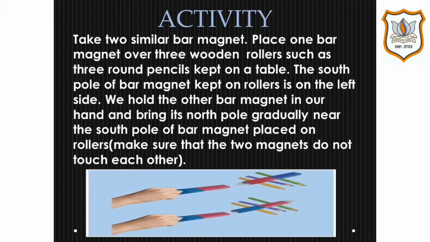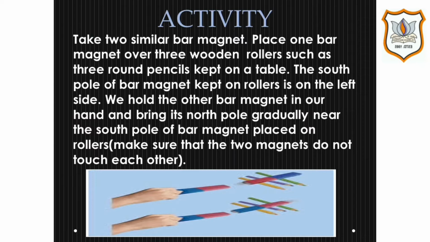So students, we will now perform an activity to show the magnetic force of attraction as well as repulsion between two bar magnets. For that, take two similar bar magnets, and place one bar magnet over three wooden rollers, such as three round pencils. Keep it on a table as shown in the figure. The south pole of the bar magnet kept on the rollers is on the left side.